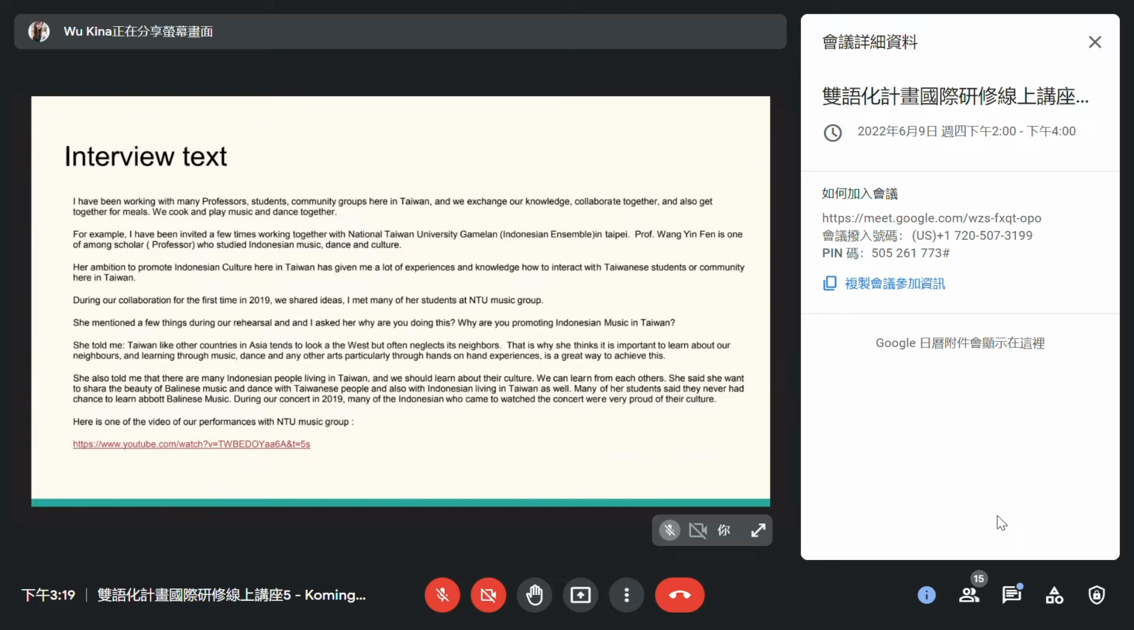So by doing all these workshops together in the university, we want to give an opportunity also for our people, for the Indonesian people here in Taiwan. And also when we had our performance at our concert in 2019, we had a few concerts actually, and many of the Indonesians came, including the diplomatic people.